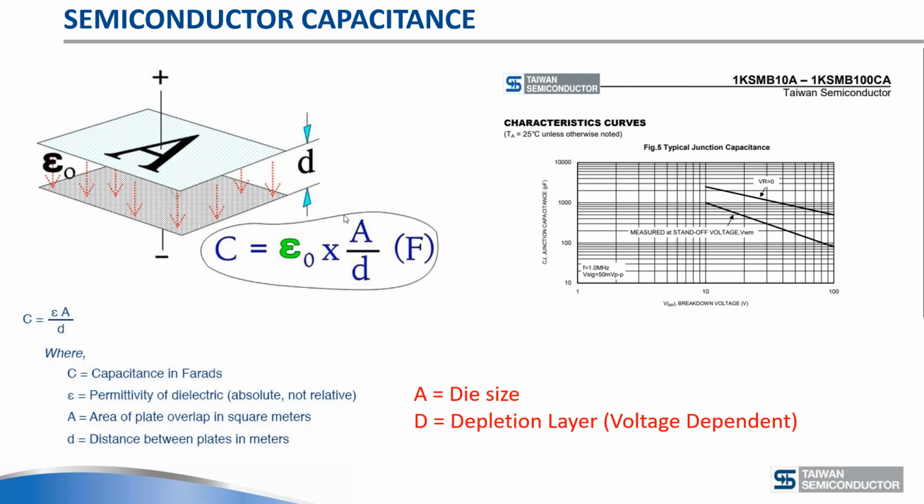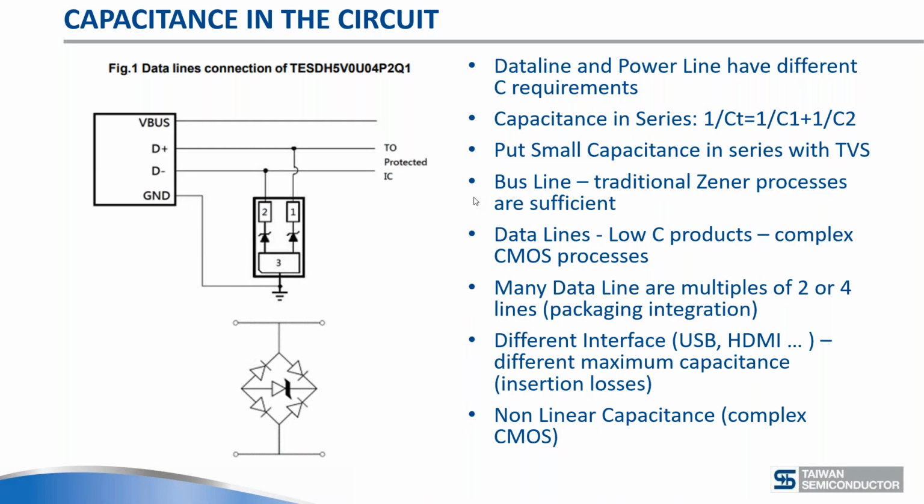Obviously, the smaller the die, the lower the capacitance. That's what you want to do. If you want a lower capacitance, you go to a smaller die size. But it has limitations, because in the end it can no longer handle the pulse power and it breaks down. For example, on an interface, you have the bus, the power line, and the data line, which have different requirements on the capacitance.